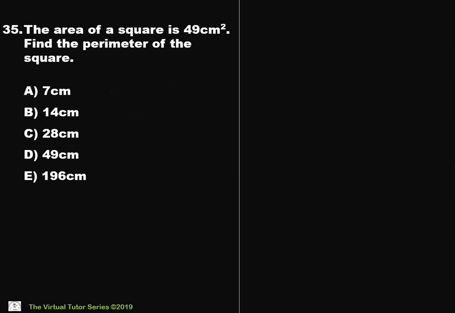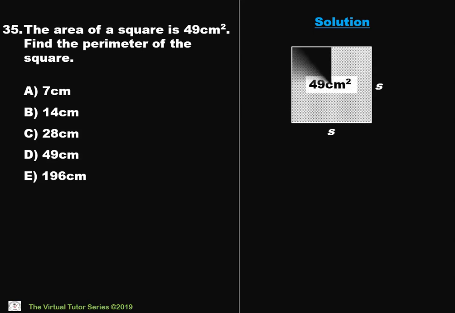Question 35. The area of a square is 49 centimeters squared. Find the perimeter of the square. Solution. Let's make a sketch of our square with the sides and the area, which is given as 49 centimeters squared.